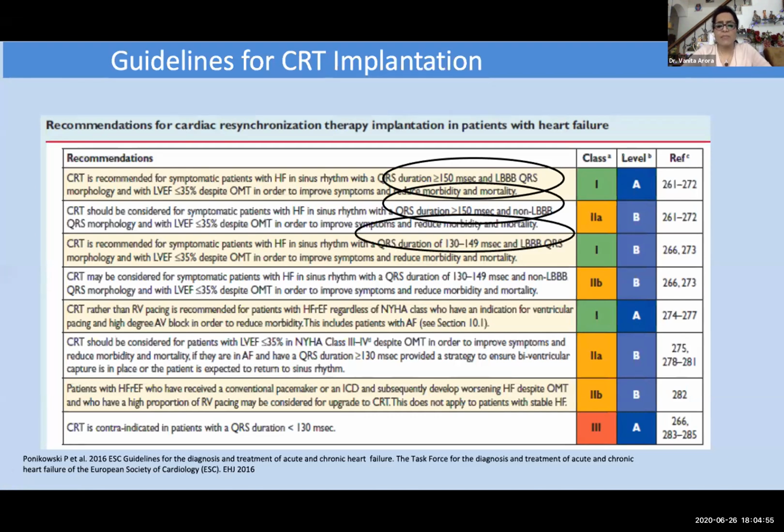In between 130 to 150 milliseconds, it becomes a class 1 indication in case the left bundle branch block QRS pattern is there, but the level of evidence is B. It is not A, it is B. Similarly, in case the QRS width is between 130 and 150 in a non-LBBB patient, it's a class 2B indication. The class 3 indication, or a contraindication, which I should say, is a QRS duration less than 130 milliseconds. This is very clear and there is no doubt about it.